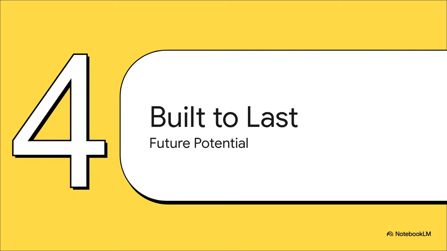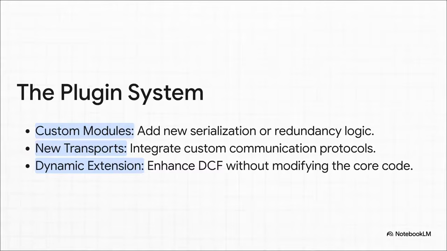So it's pretty clear this framework is powerful today, but what about tomorrow or next year? Well, this is where DCF really shows that it was designed from the ground up to be built to last. And the key to that longevity is its really powerful plug-in system. This means developers can add entirely new modules. Maybe you invent a new way to serialize data, or you come up with a different self-healing logic. You can even integrate brand new communication protocols as they're created in the future. The most important part here is that you can extend and enhance DCF's capabilities without ever touching the core code. That's what ensures it can adapt to whatever wild technology comes next.